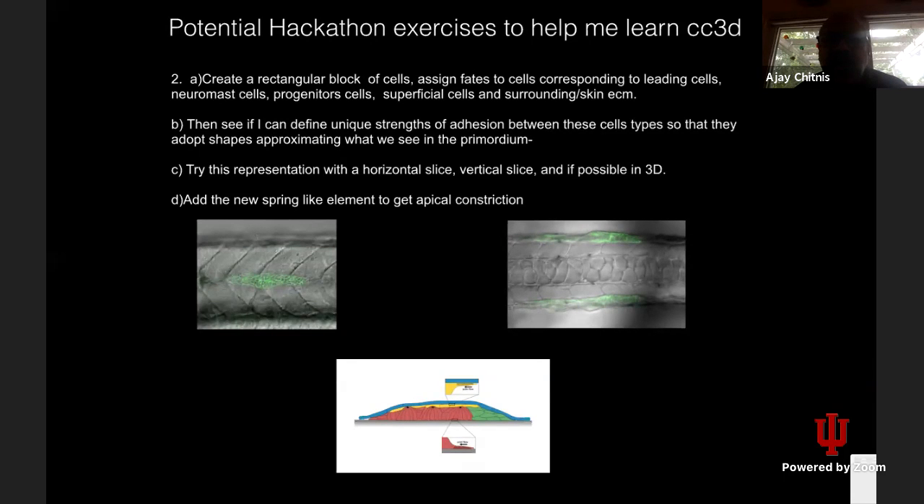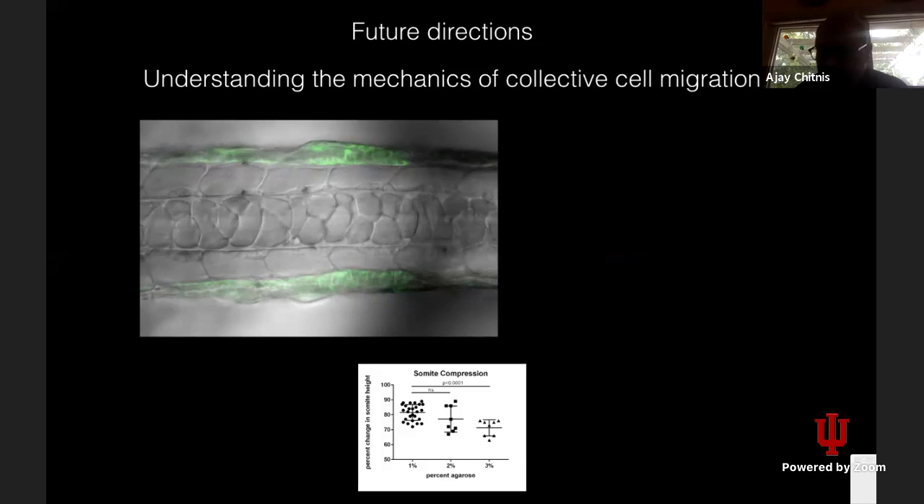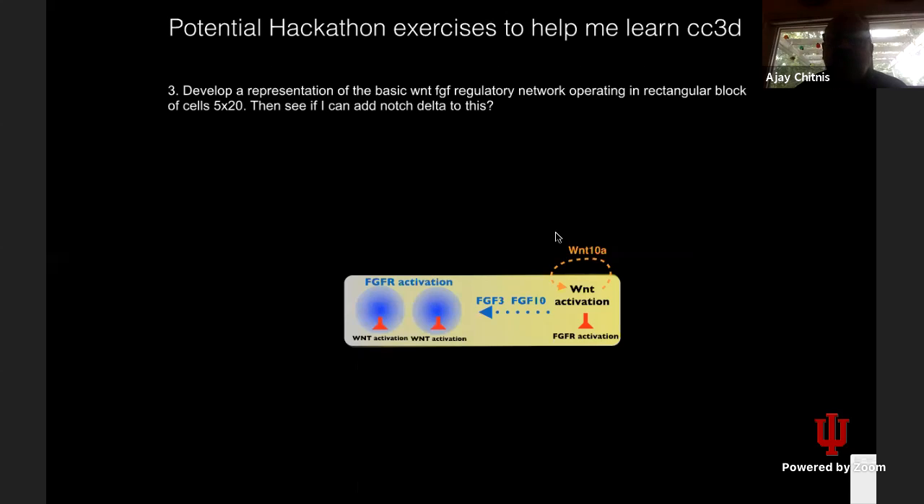And then the third project that I thought I would do is just simply try to make a model of this regulatory network, which I've already done in NetLogo previously, but I want to try to learn to do it in CompuCell. So those are my ideas.